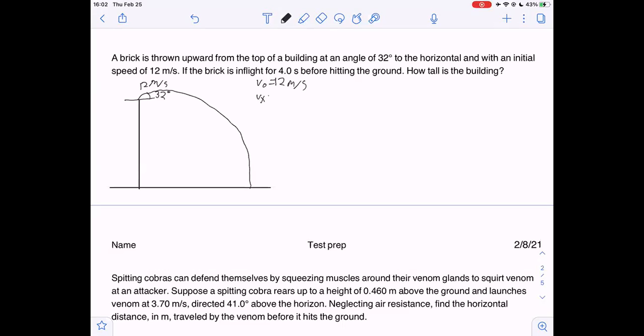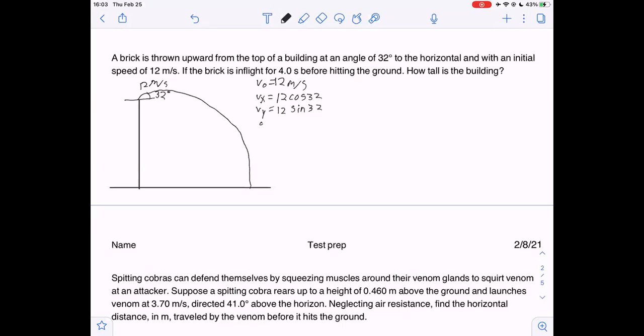What's our velocity in the x direction going to be? Cosine for x? Yep. So our x direction is going to be 12 cosine 32, meaning our y is going to be 12 sine 32. I just leave it like that and plug that into my calculator for velocity in that direction, just to get the exact value.